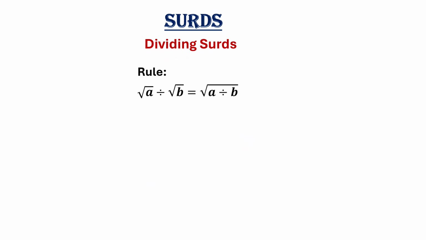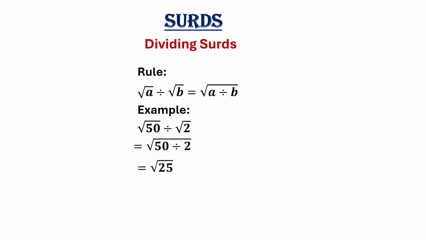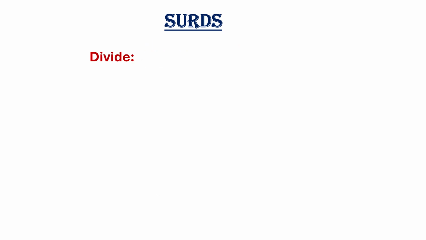Now, dividing surds is similar. So if I ask you to divide root 50 divided by root 2, it's one root, and then write 50 divided by 2. 50 divided by 2 is 25, so it's root 25, which is 5. Now, let's look at this. Divide 6 root 20 by 2 root 5. Please pause and try it first.